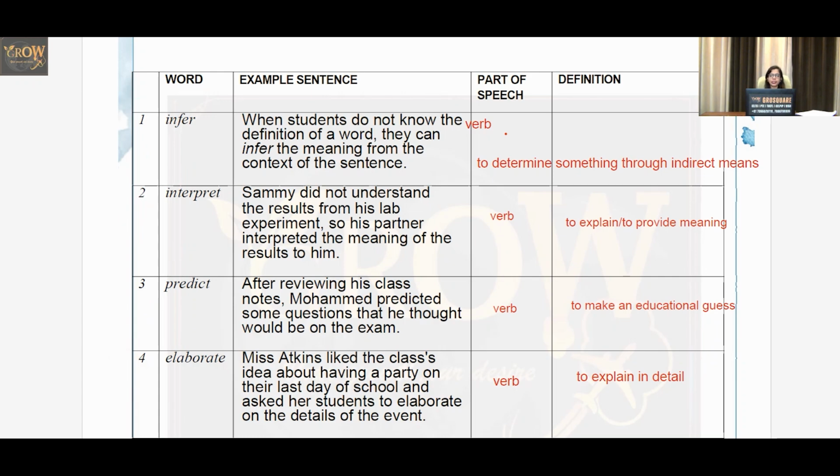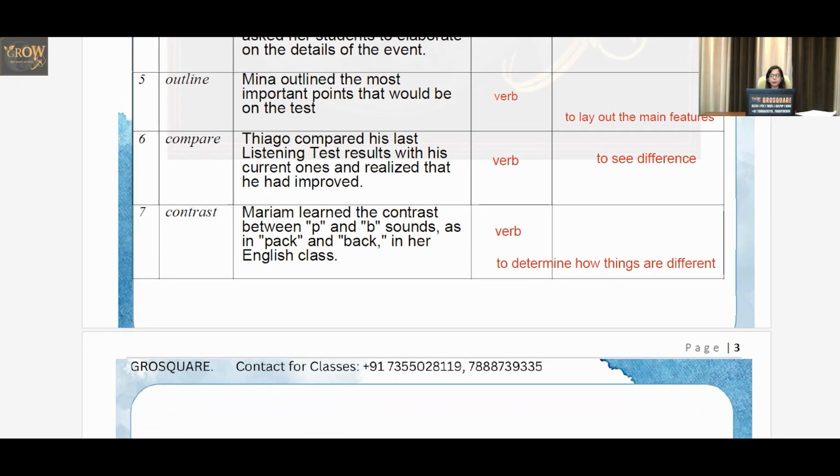Okay, let's move ahead. So our fifth word is outline, that means to just lay out the main features. Next is compare. Compare means just to do the comparison, from the upper side, an overview we can say. Seventh is contrast, to compare and see how things are different basically. Okay, so these all are the difference words basically. Let's move ahead towards the next part now.